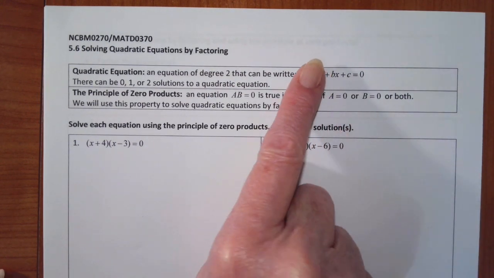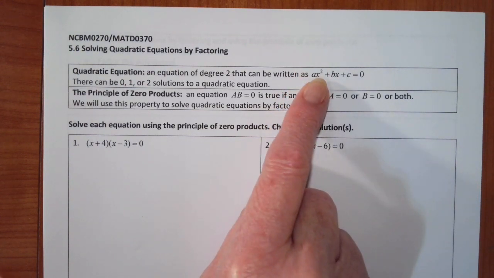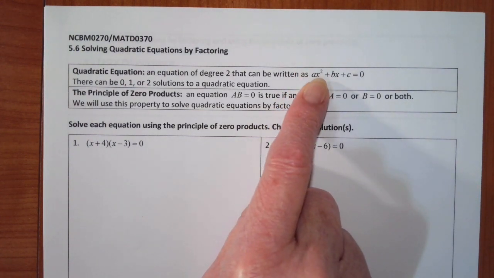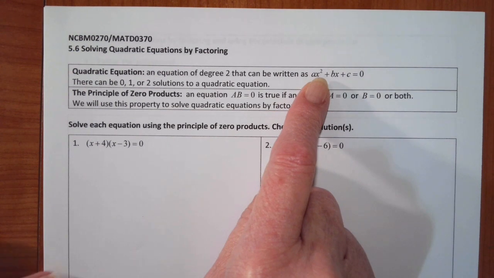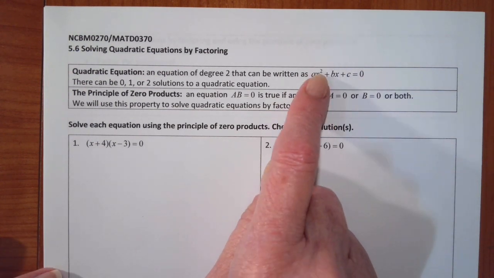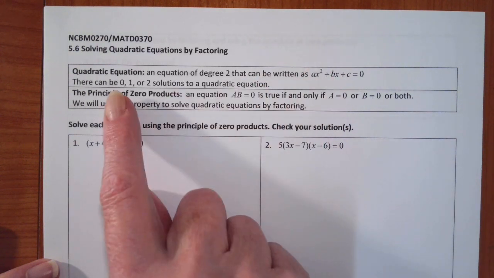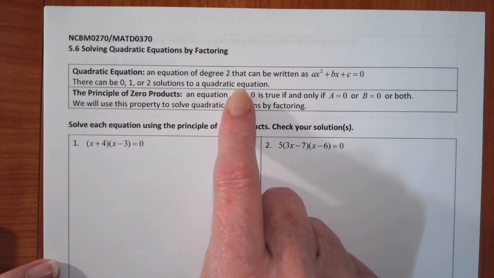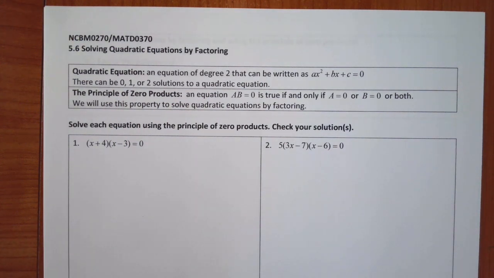If it has a degree of 1, it's a linear equation. If it has a degree of 2, it's a quadratic. 3 is cubic, and it goes on from there. The degree tells you how many solutions there can be. So there can be either 0, 1, or 2 solutions to a quadratic. And again, as you get into higher math, there will be more explanation on that.